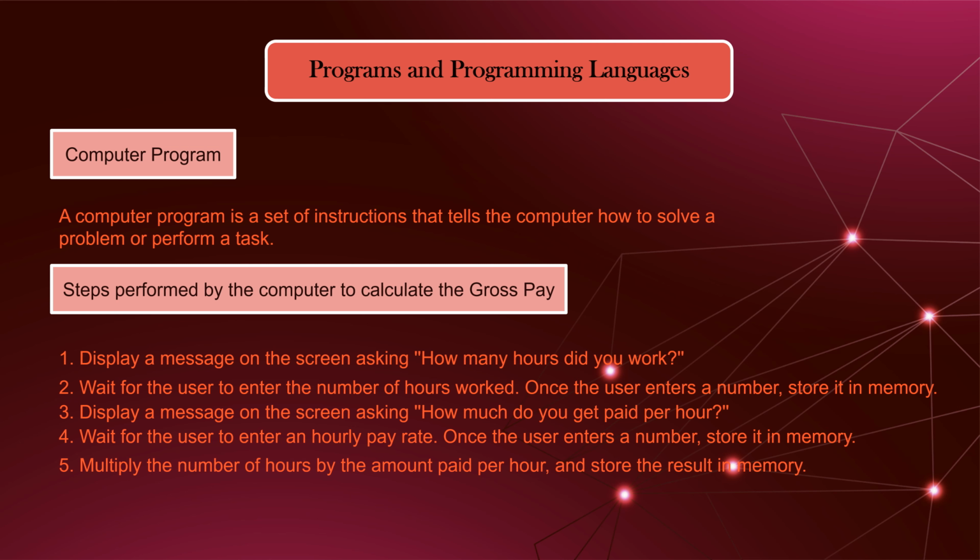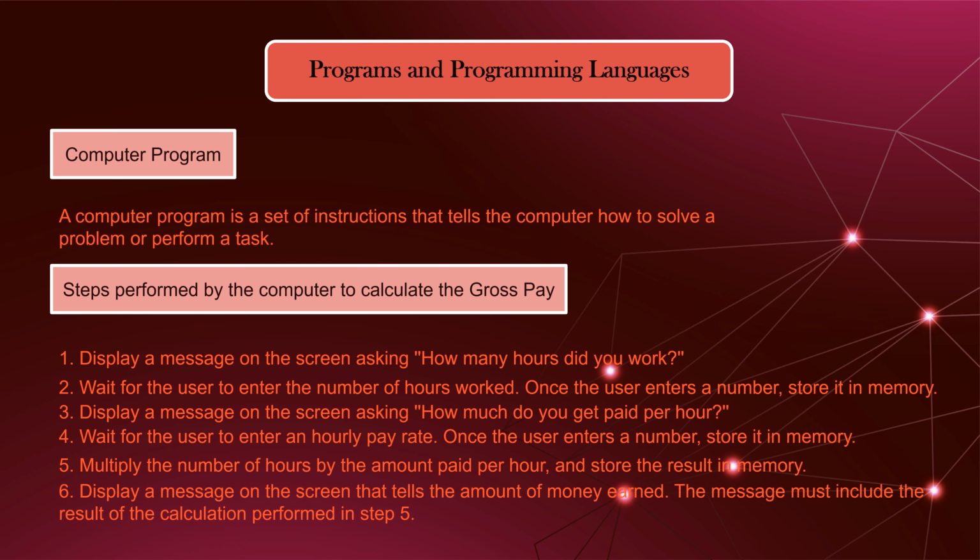Then it will multiply the number of hours by the amount paid per hour, and it will store the final result in another memory location. Then it will display a message on the screen that tells the amount of money earned. The message must include the result of the calculation that is performed in step number 5.